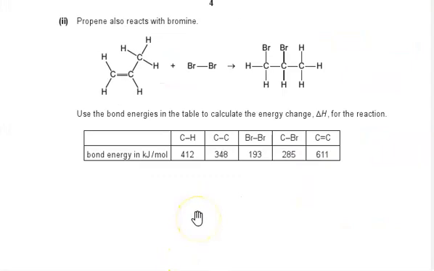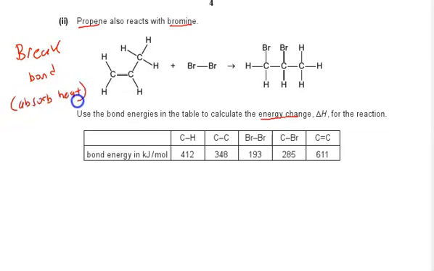Okay, so this question is a calculation of endothermic and exothermic. Propane can also react with bromine. Use the bond energies in the table to calculate the energy change. So now, to break bonds, you need to absorb heat. Okay, you need to absorb the heat. So if you absorb the heat, you will classify it as endo. This one is forming the bond.